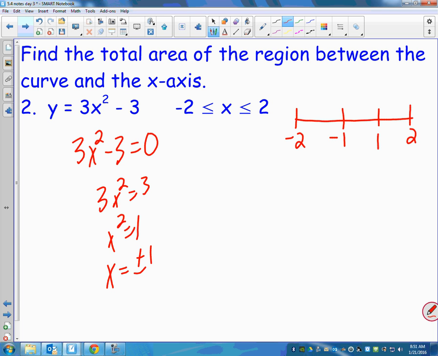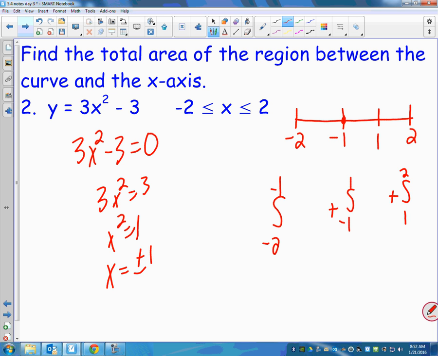Which means how many integrals do I have here? How many different regions of my graph? I have to do -2 to -1, but then I'm going to stop at -1 because then it's going to cross the x-axis again. Then I'm going to add that to the integral from -1 to 1, and then add that to the integral from 1 to 2. Definitely more work than with the calculator, right? So you have to break it up like that.